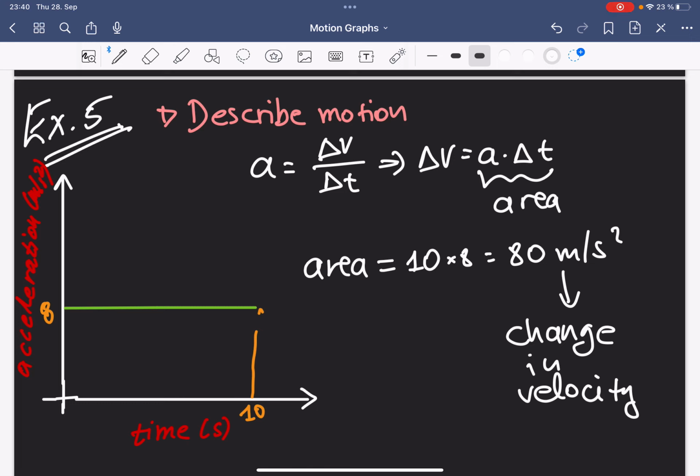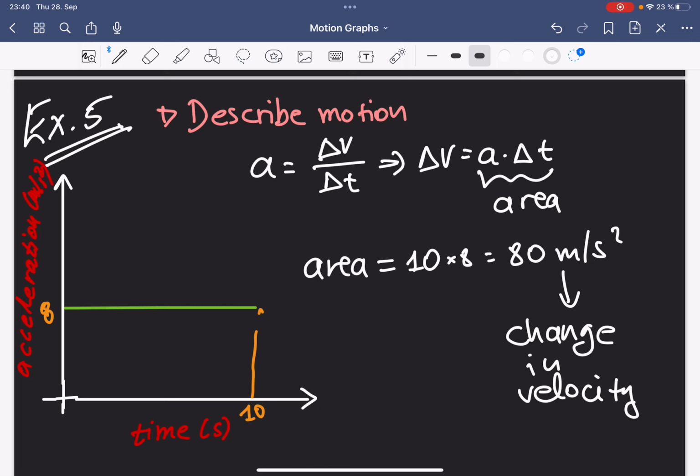So we defined acceleration as change in velocity over change in time, and if we solve this equation for change in velocity, it's going to be acceleration times change in time. Now if we look at the graph, we have on the y-axis, as we said, the first thing we identify is acceleration, and a constant acceleration. So acceleration is not changing.